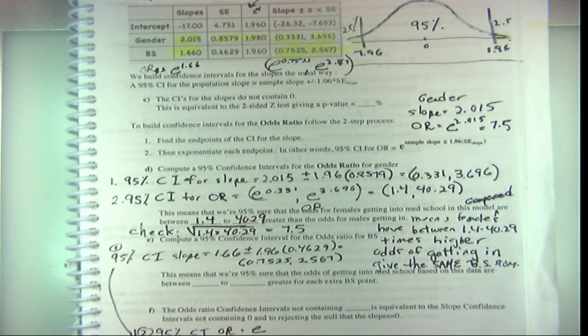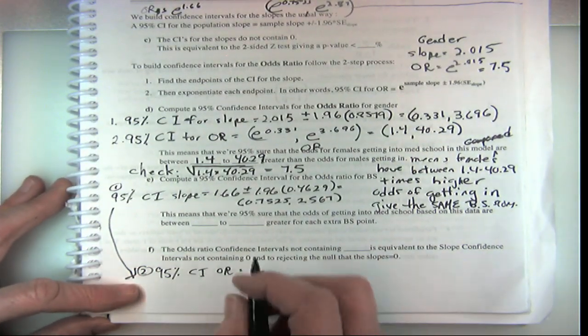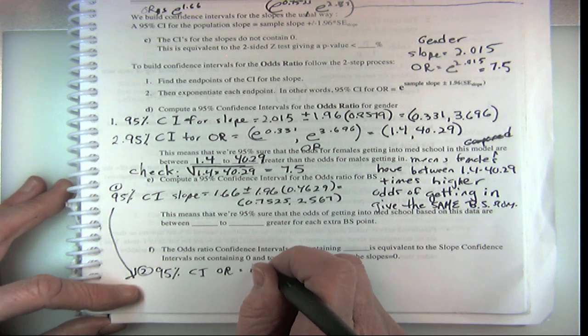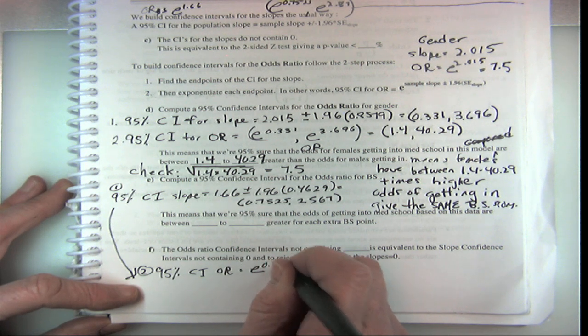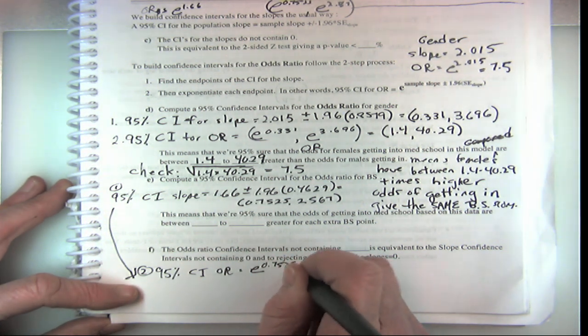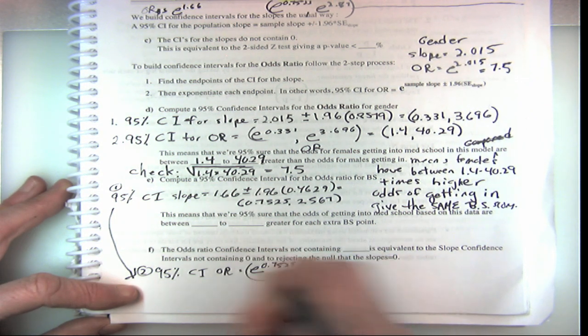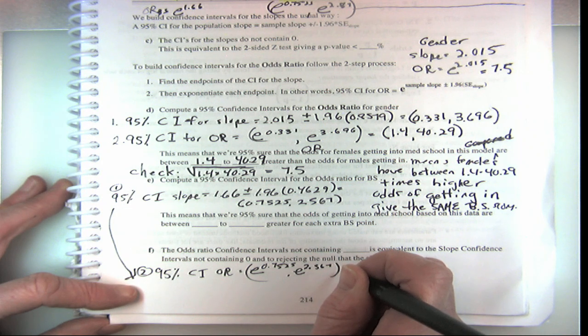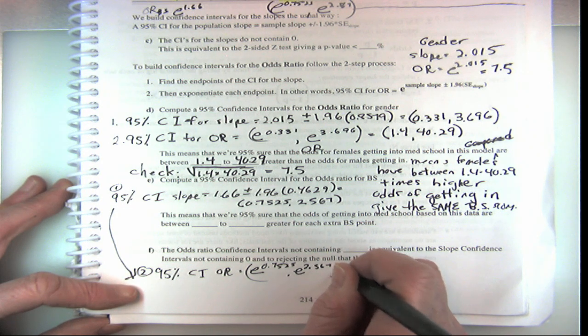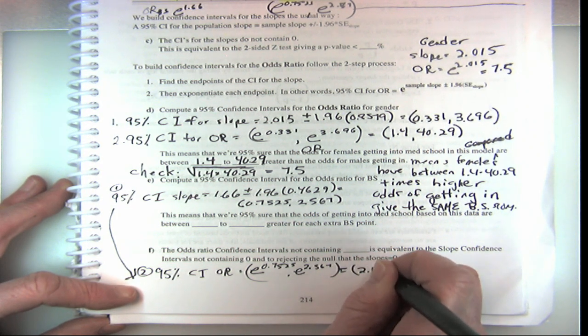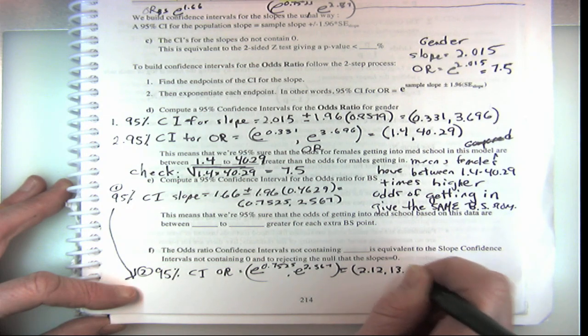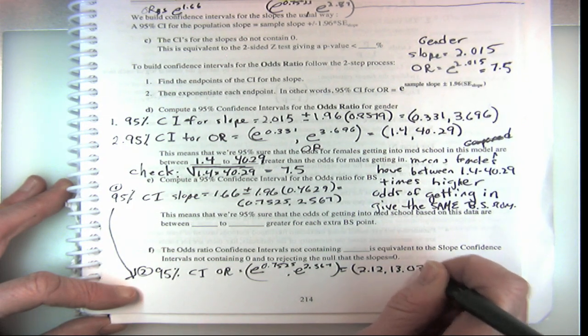Okay, that's all I'm doing. So it's e to the 0.7525, e to the 2.567, and that's all it is. And when I did it, I got 2.12 all the way to 13.03.